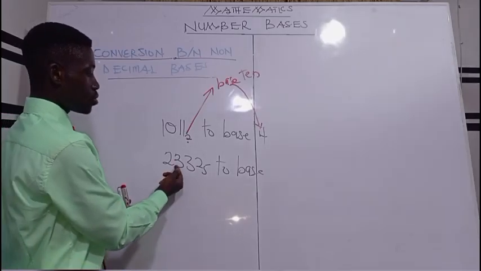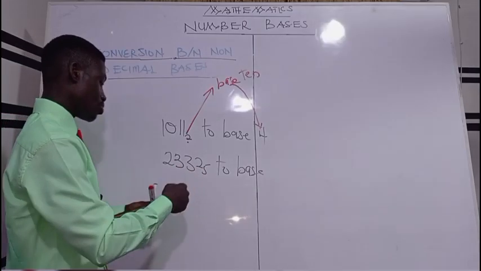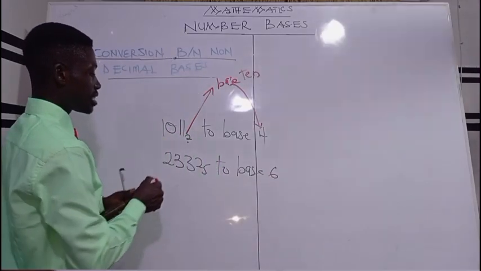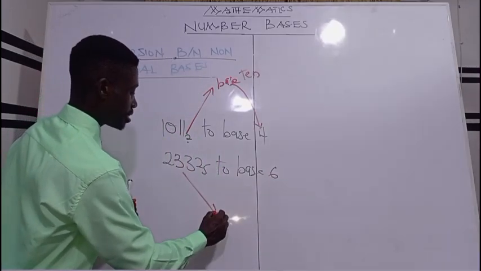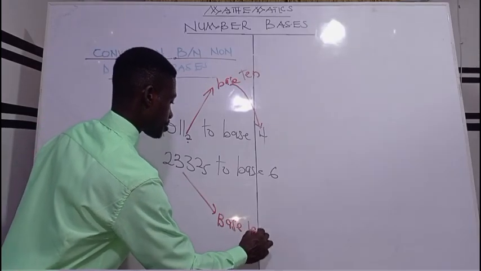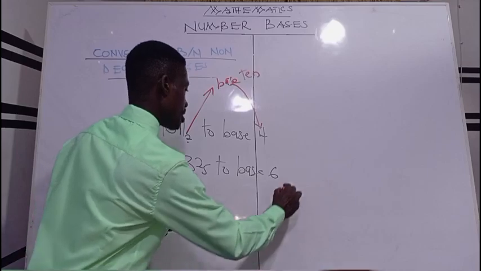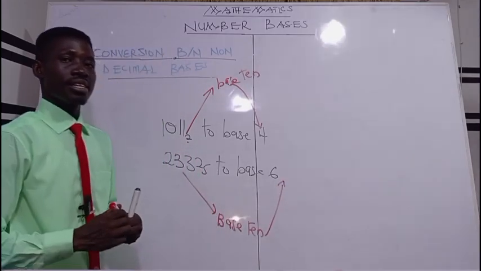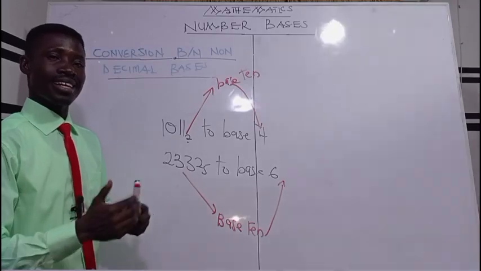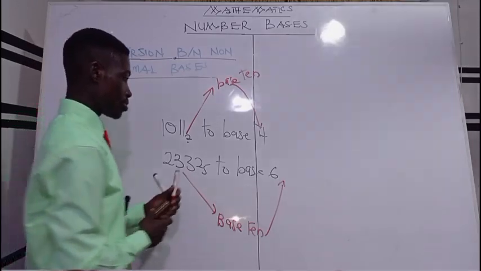So if it is 2332 base 5 that we want to convert to, let's say, base 6, we are first going to convert this number to base 10, and then you convert it from base 10 to base 6. Here's how we are going to do it. So let's take an example and then see how it goes.